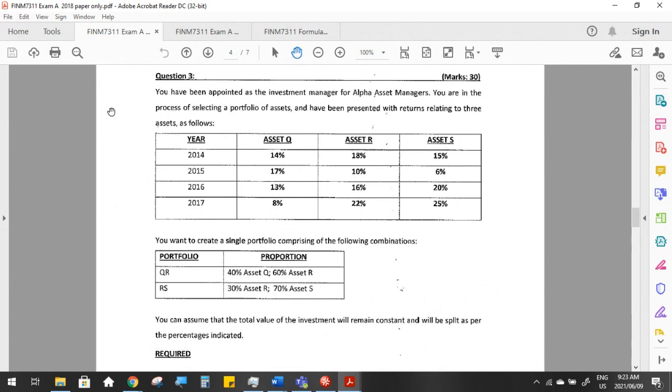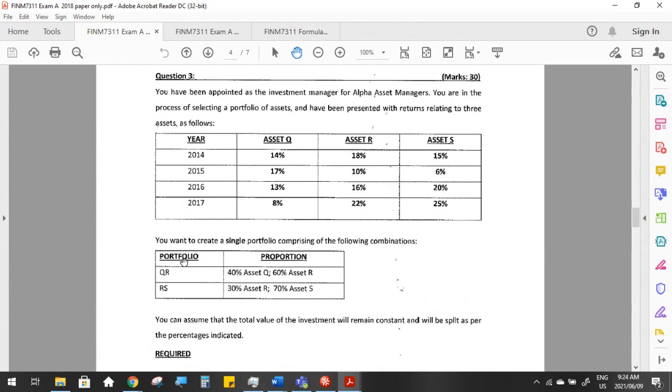So question 3 comes out of Learning Unit 3, which was our risk and return learning unit. You've had a similar question in one of your tests, would have been test 2, where you've got 3 different assets. You're an investment manager, and you must select a portfolio of assets presented with returns relating to 3 different assets. You want to create a single portfolio comprising of the following combinations.